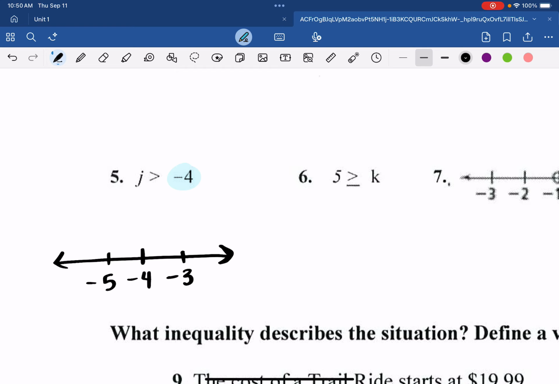From here we're going to shade. So it says J is greater than -4. First of all, what kind of a circle am I going to have on here? Well, it's just a greater than. There's no or equals to, so I know it's going to be an open circle. And J is greater than. So where is J getting bigger? It's getting bigger over here, so I shade in that direction.